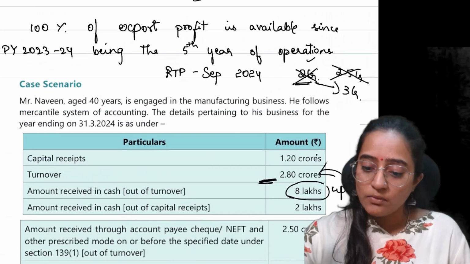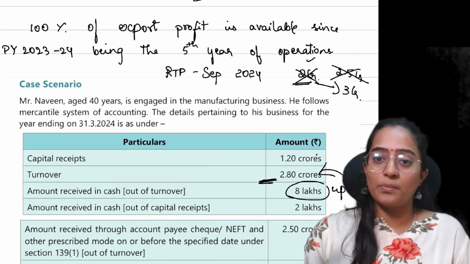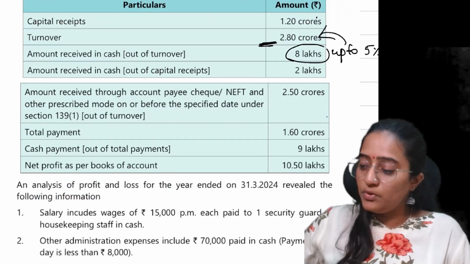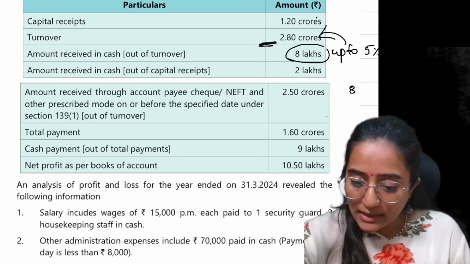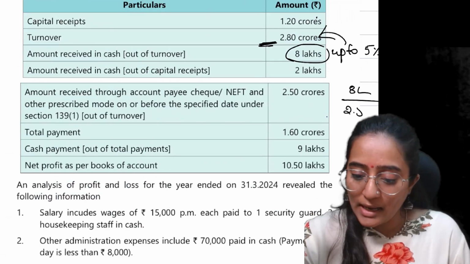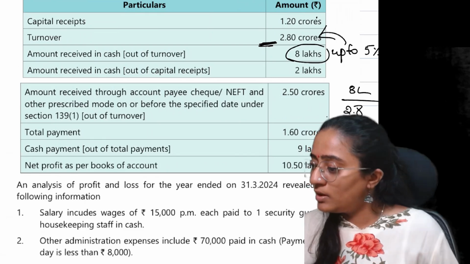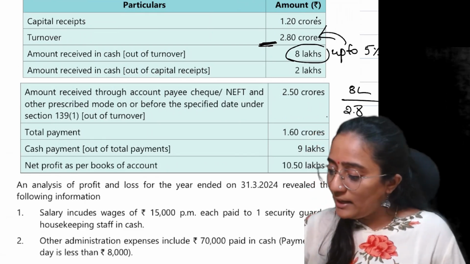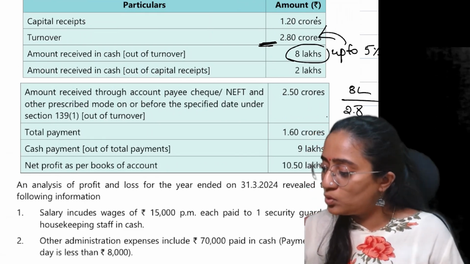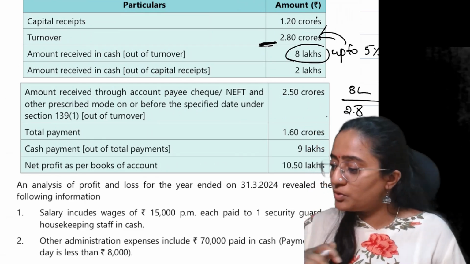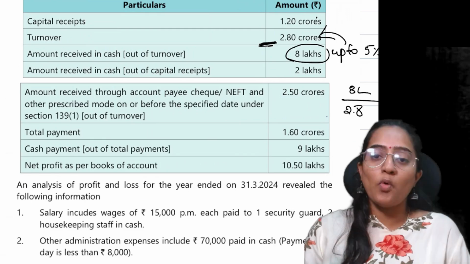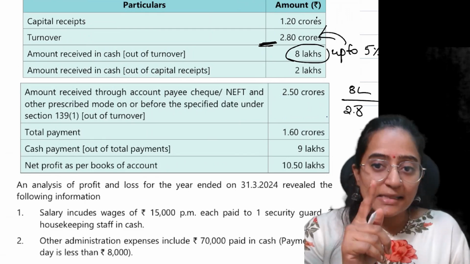This 3 crore will be in place of this 2 crore. So now let's see, if you do 8 lakh divided by 2.8 crores, if you do the math, how much would you get? People, if you do the math, 8 lakh divided by 2 crore 80 lakh, how much would you get? You will get only some 2.85%, which is less than 5%.